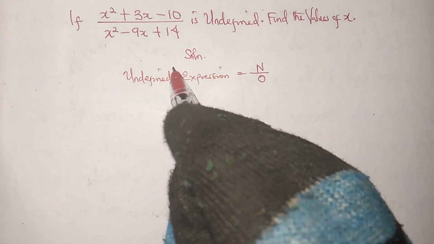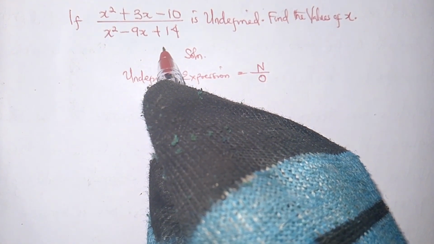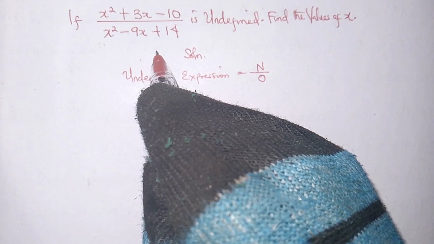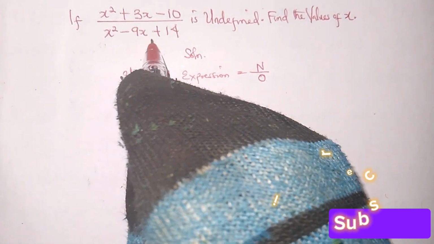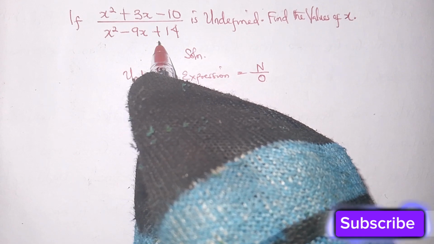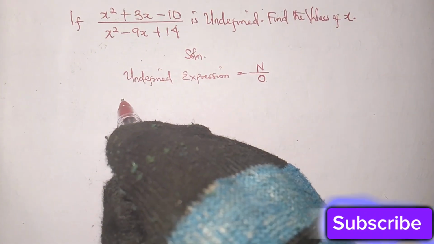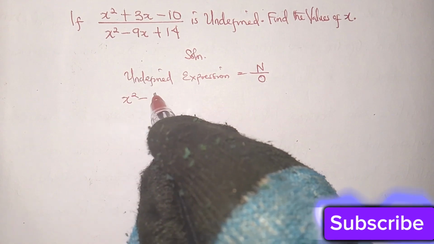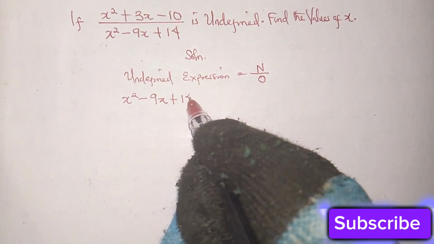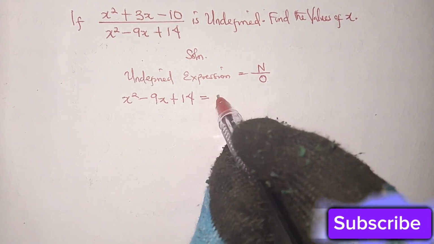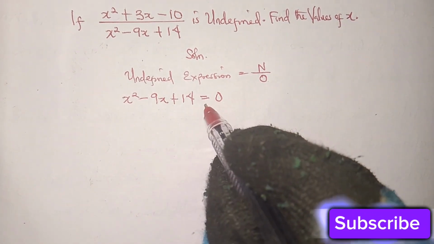So for this expression, that is x squared plus 3x minus 10 all divided by x squared minus 9x plus 14 to be undefined, that means this denominator here must be equal to 0. So that means we now have x squared minus 9x plus 14 equals 0. So from here we have obtained a quadratic equation.